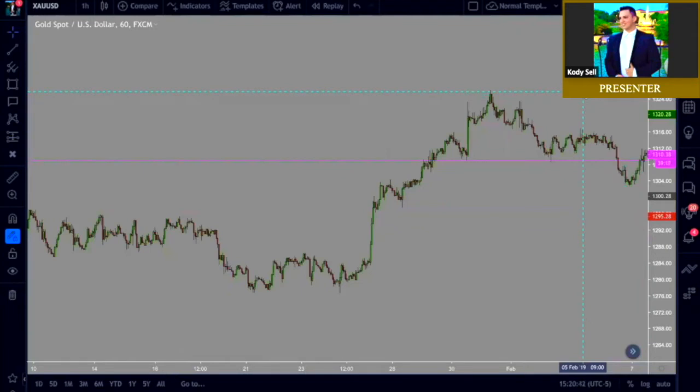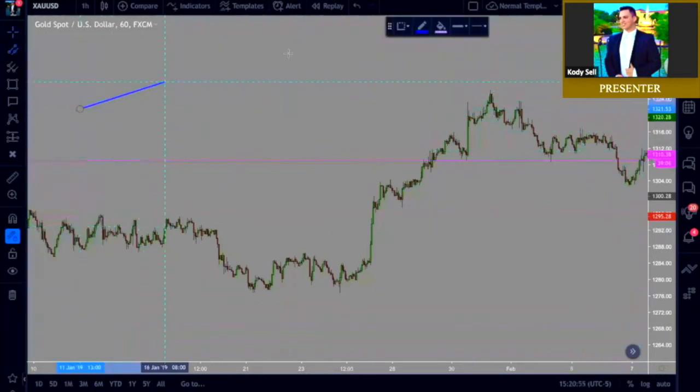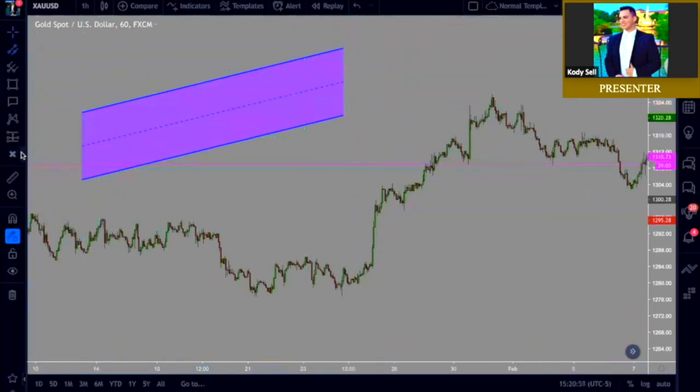Now in this video I want to discuss the actual parameters of price channels, because the textbook way to have a price channel drawn on your chart is to have two parallel lines like this, and the idea is that the market will move between these two parallel lines.